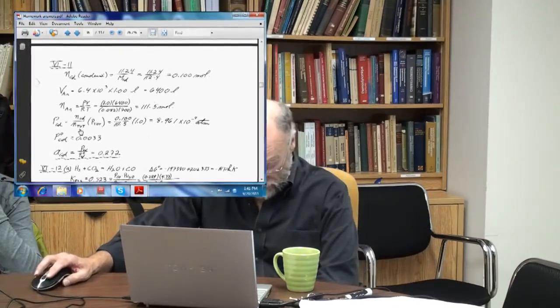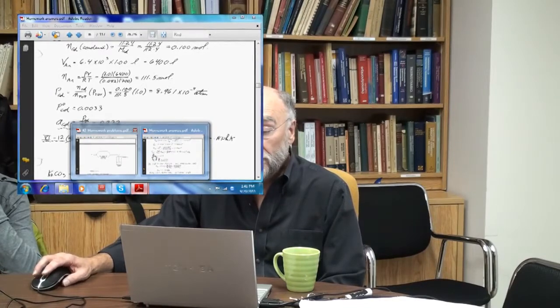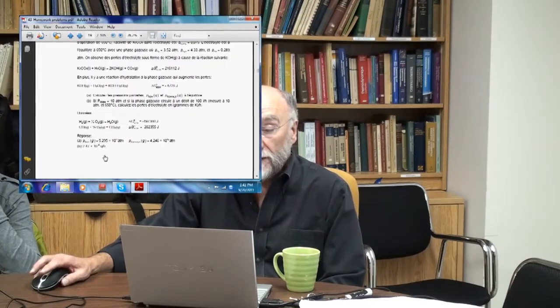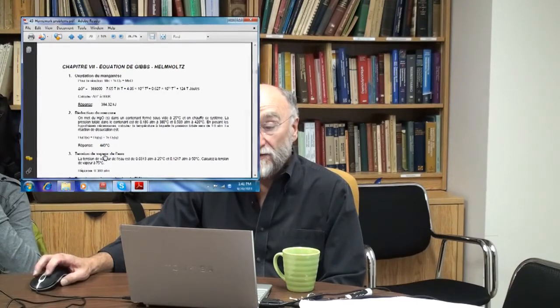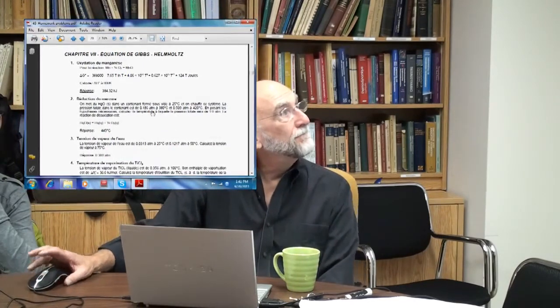Okay, let's go on to number 7. Chapter 7 was the Gibbs-Helmholtz equation. Well, this is straightforward for the oxidation. For this following reaction, which is the oxidation of manganese, this is the standard Gibbs energy.